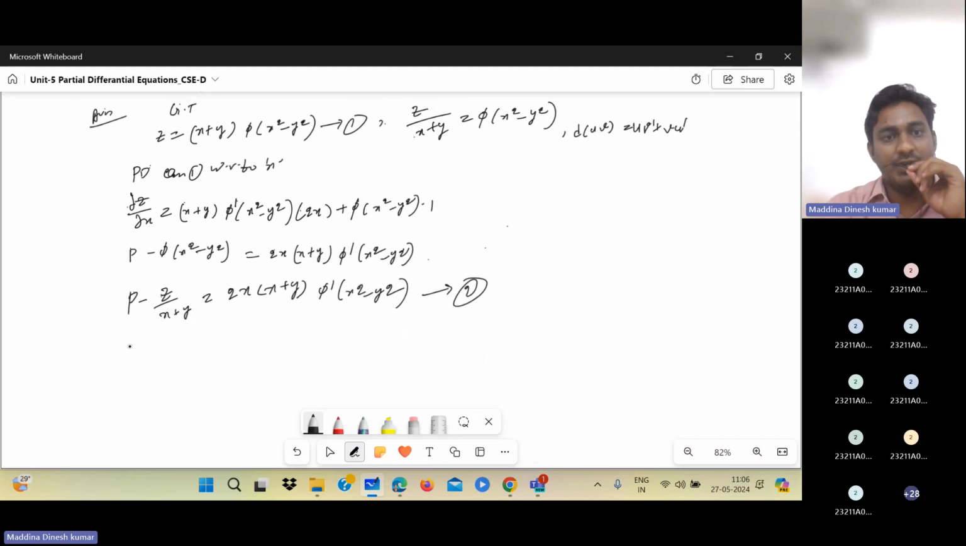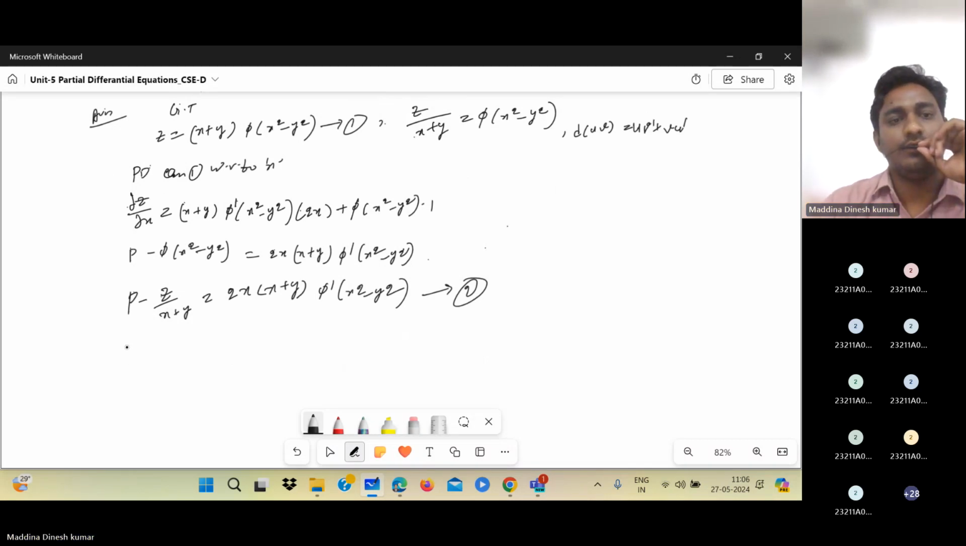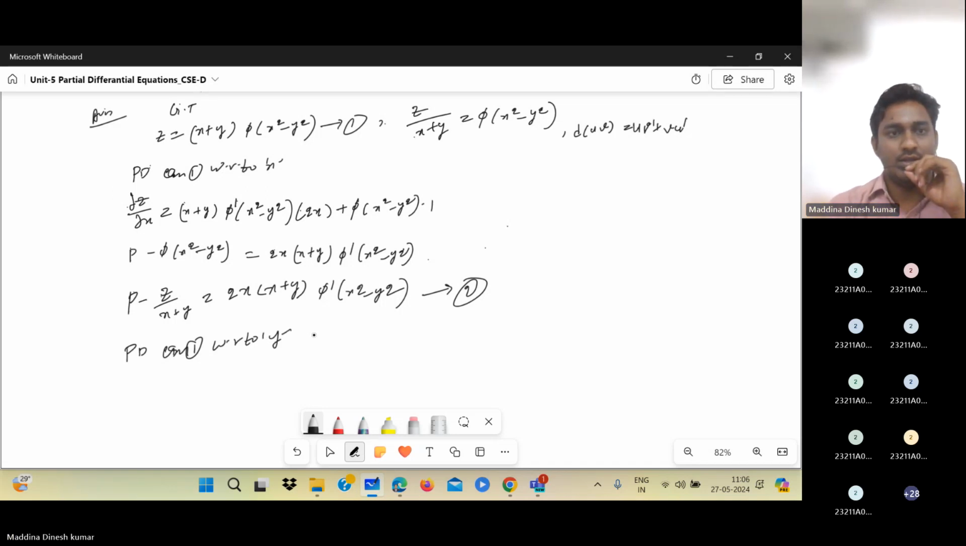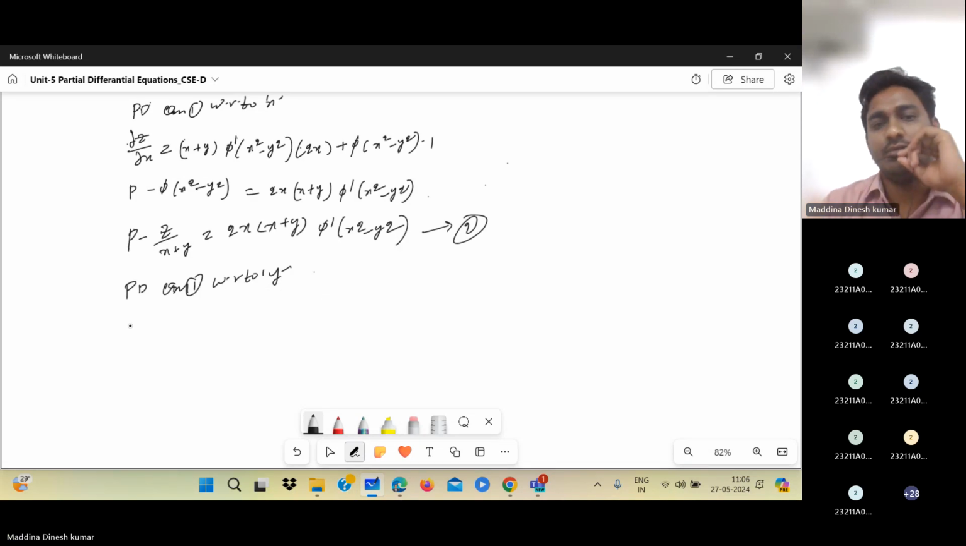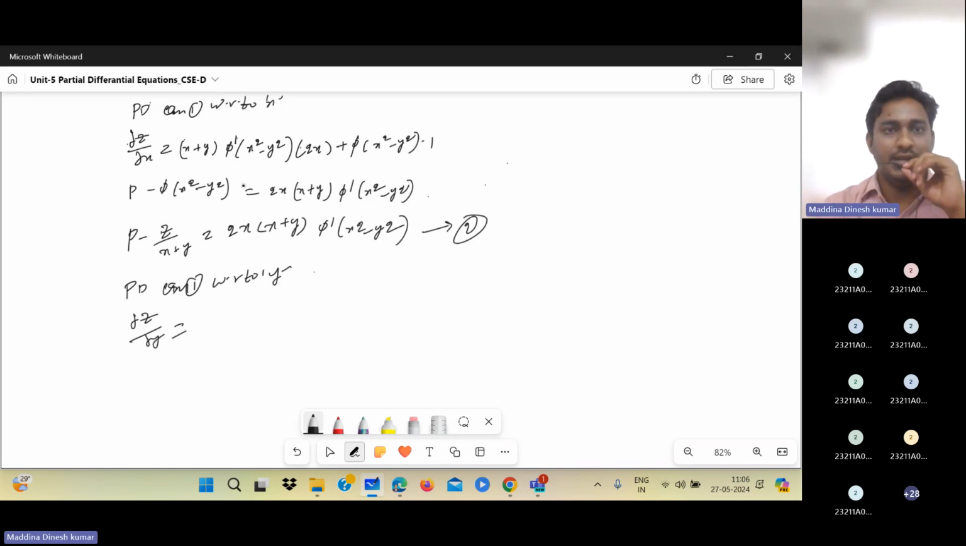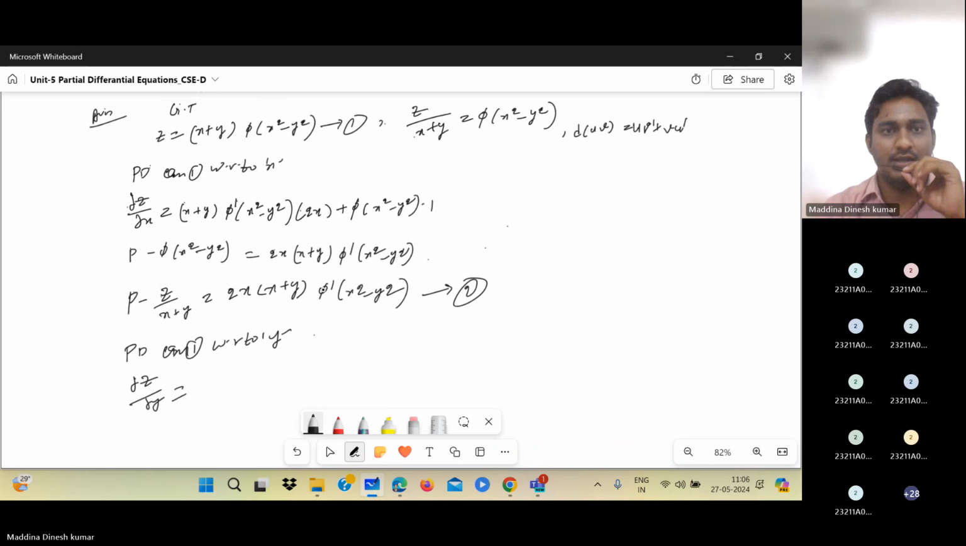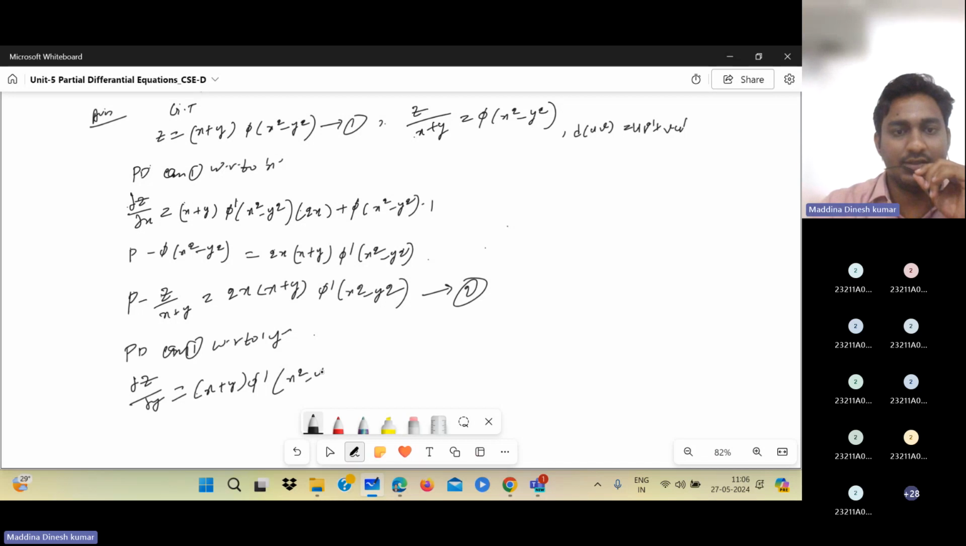Now we will do with respect to y. Partially differentiate equation 1 with respect to y. Then you will get here dou z by dou y. Here for this one we are going to apply uv. So then you will get first u, x plus y is x plus y only, then pi dash of x square minus y square. For the internal function also we need to apply the chain rule.